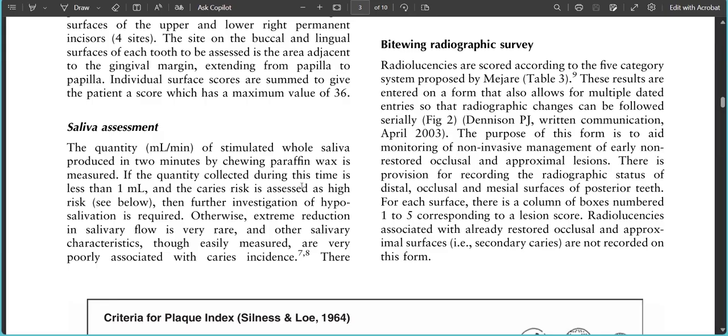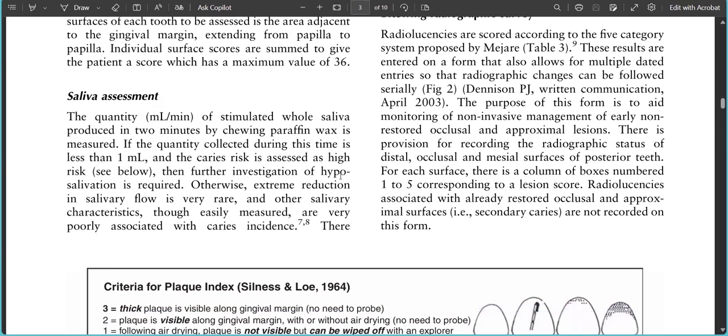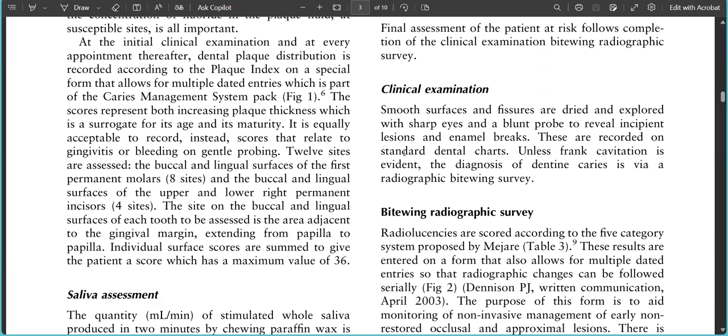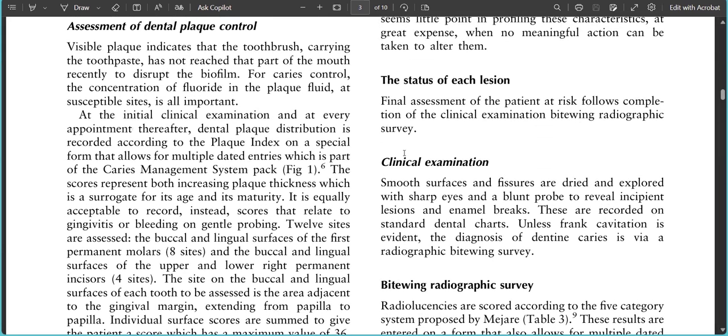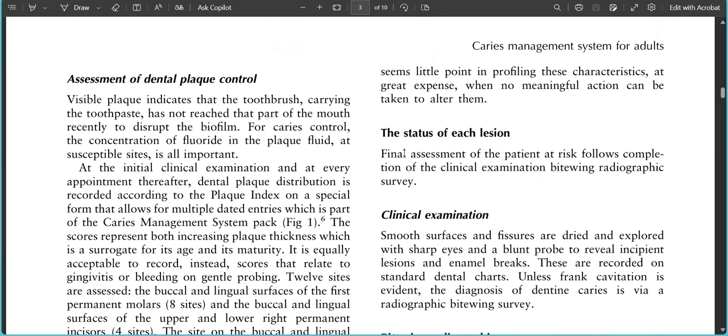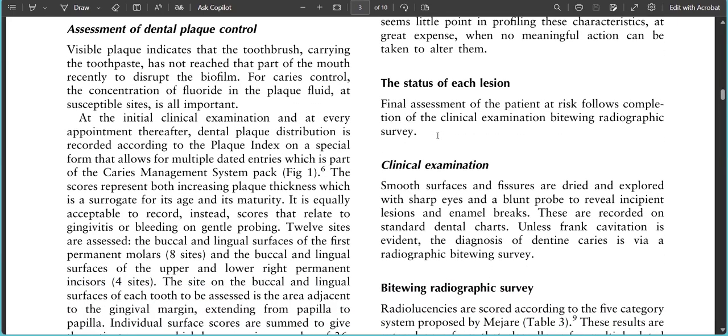If this saliva quantity is less than 1 milliliter, then the caries risk is assessed as higher risk. Okay, so we just need to do these steps to find out how much risk our patient has of having any decays. And then you need to find out the status of each lesion.